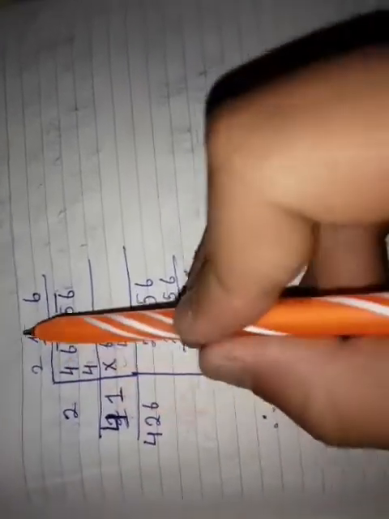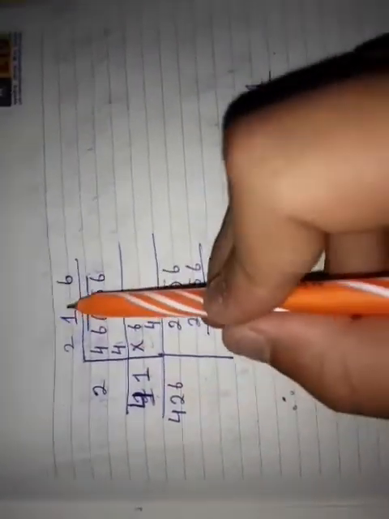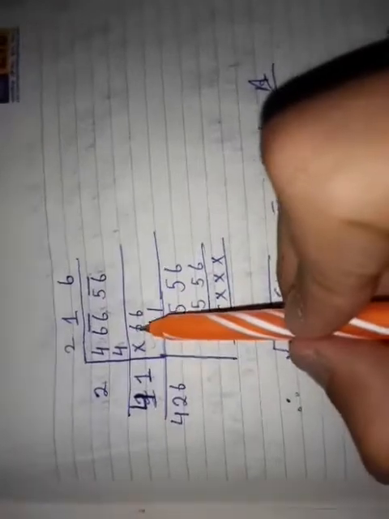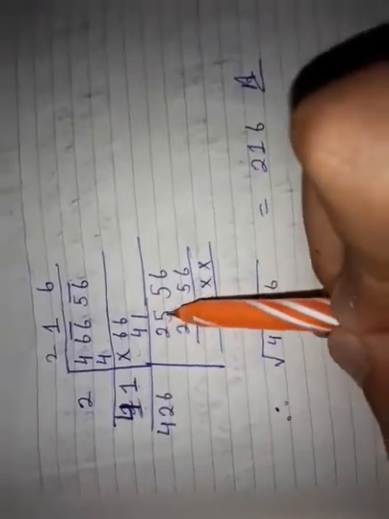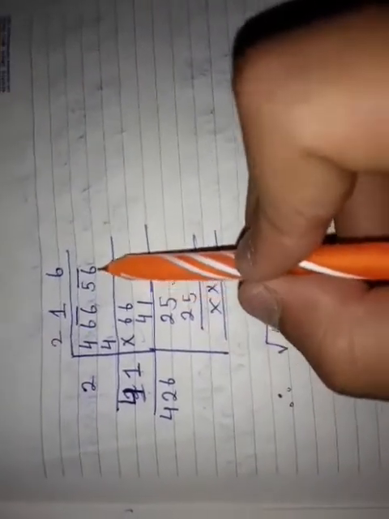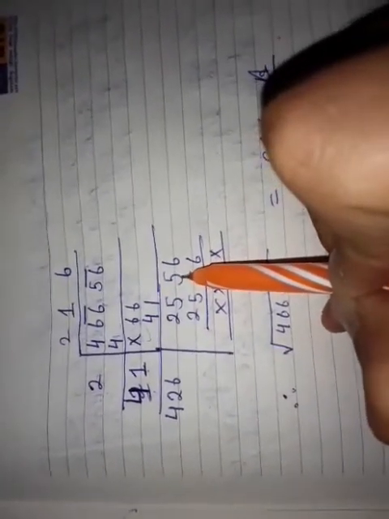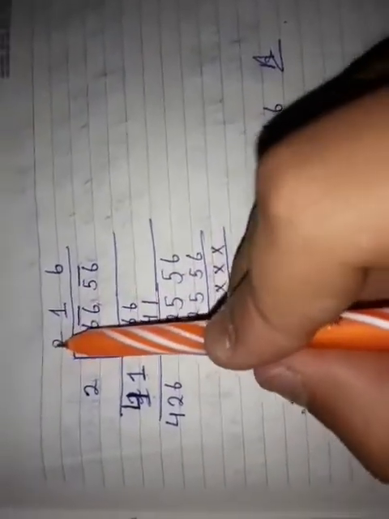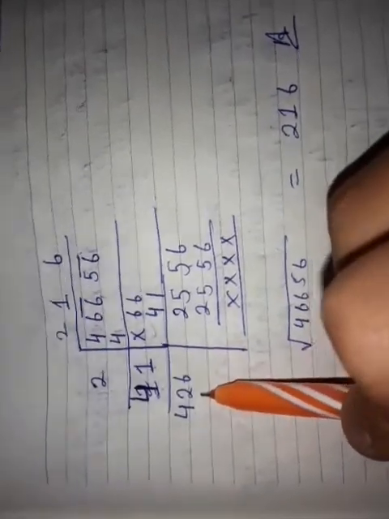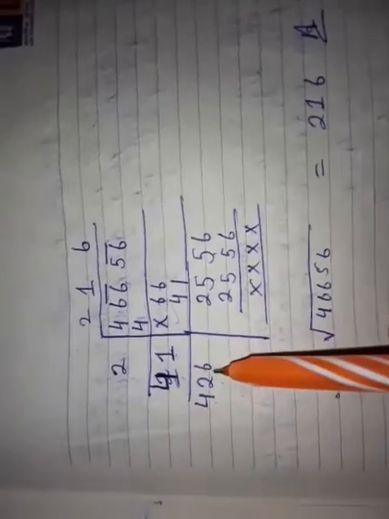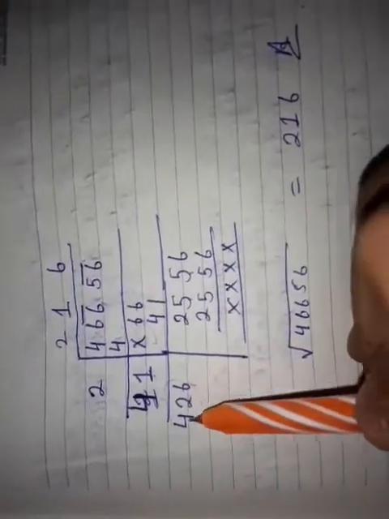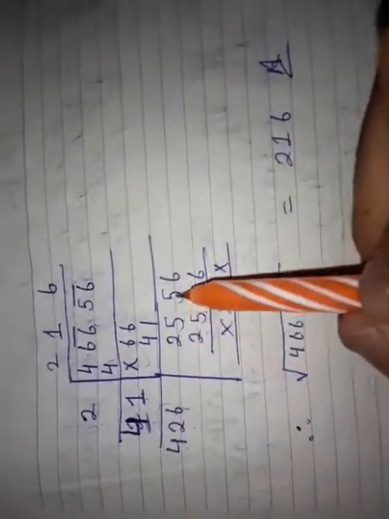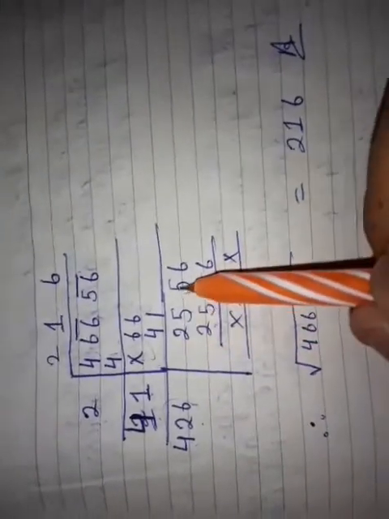Here if you write 1, here also you have to write 1. Therefore 41 into 1 gives 41. This is less than 66. Then we can write 66 minus 41 gives 25 as the remainder. And this 56 comes down. As we know, the pair comes down. And double the quotient. 21 is the quotient. Double is 42. Okay. We have to find such a whole number, which we will write here, and we multiply the whole thing, and it will get either equal to this or less than this.